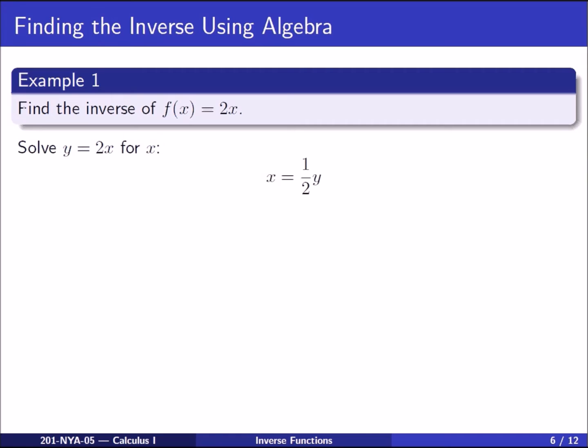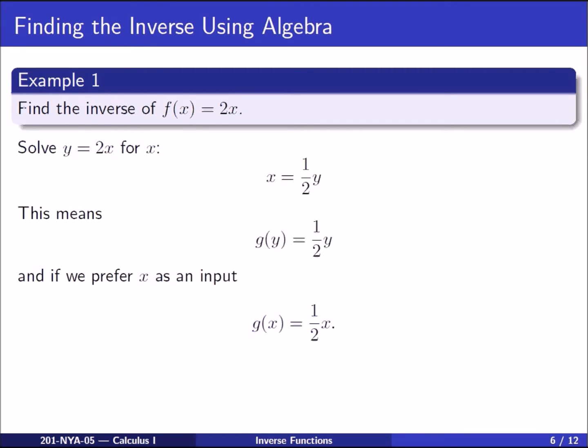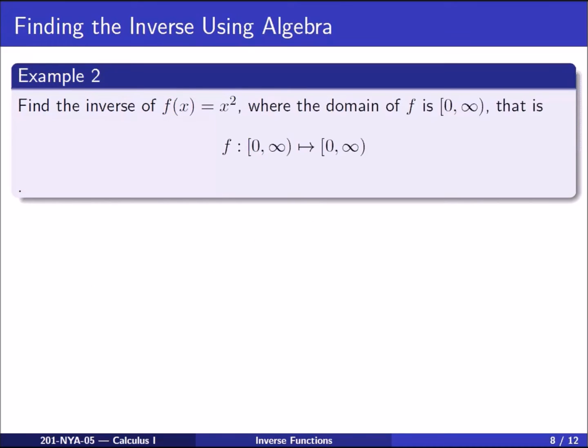So that means that g of y is 1/2 of y. And if I'm not happy with having y as an input, I can use x instead. So g of x is 1/2 of x. And I can use the notation f to the minus 1 for g instead, and write f inverse of x equals 1/2 of x.